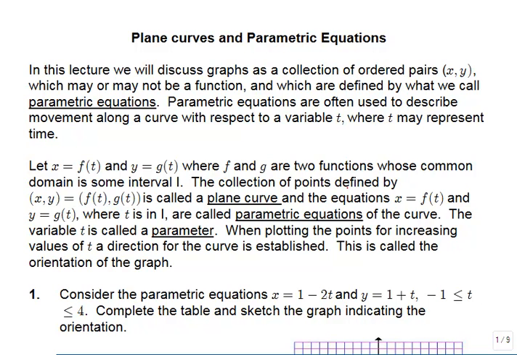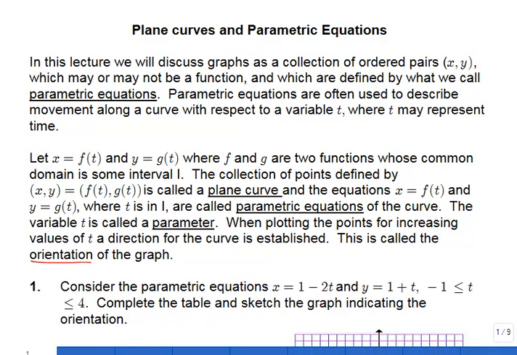The collection of points defined by these two functions, where x is f of t and y is g of t, is called a plane curve, and the equations x equals f of t and y equals g of t, where t is in this domain I, are called parametric equations of the curve. The variable t is called a parameter. When plotting the points for increasing values of t, a direction for the curve is established, and this is called the orientation of the graph.